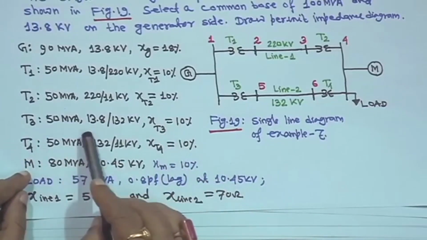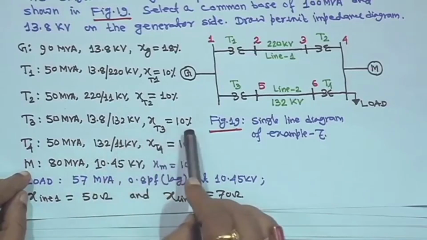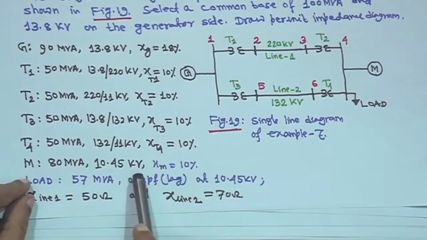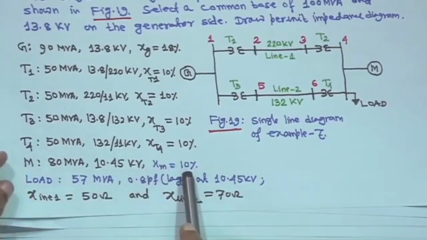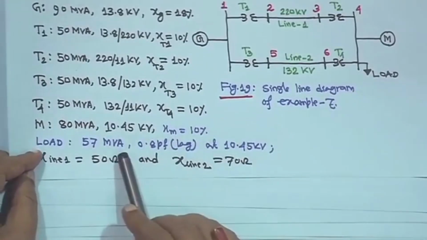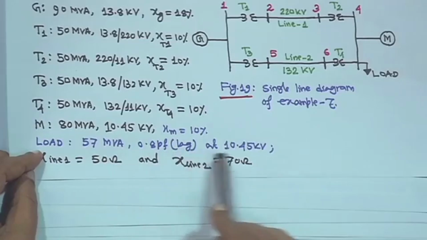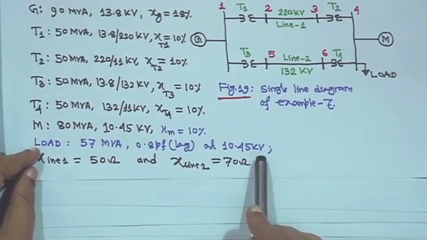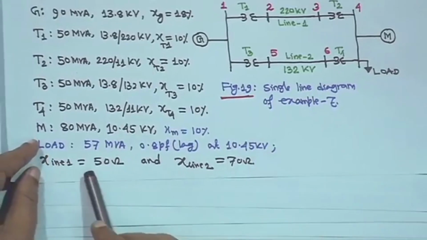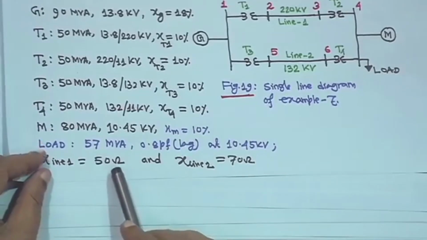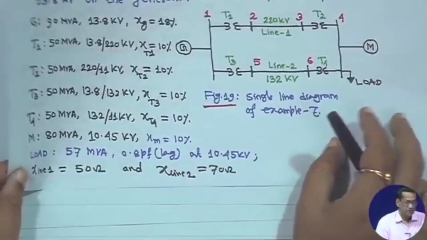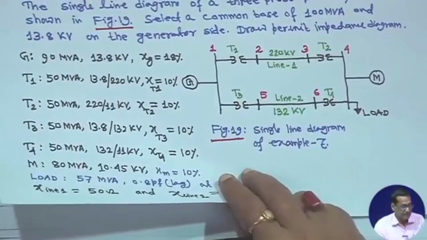Transformer T3 is 50 MVA, 13.8 by 132 kV, 10% is given, and the motor is 80 MVA, 10.45 kV, reactance 10% is given. The load is 57 MVA, 0.8 power factor lagging at 10.45 kV, because the generator motor is at 10.45 kV. Line 1 reactance is 50 ohm, line 2 is 70 ohm, and you have to find your per unit impedance diagram.